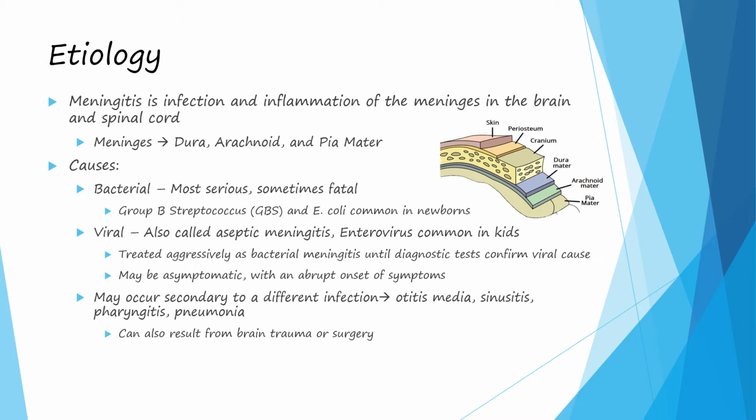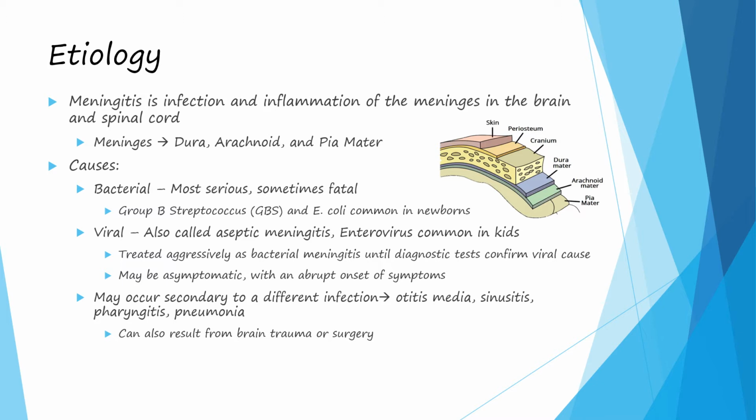A viral cause is also called aseptic meningitis because there is no bacterial living component to it. Enterovirus is a common viral cause of meningitis in children. It's treated aggressively as bacterial meningitis until diagnostic tests confirm the viral cause. So they're pretty much treated the same until we really officially know that it's viral meningitis. It is less serious. It can be asymptomatic and it has an abrupt onset of symptoms.